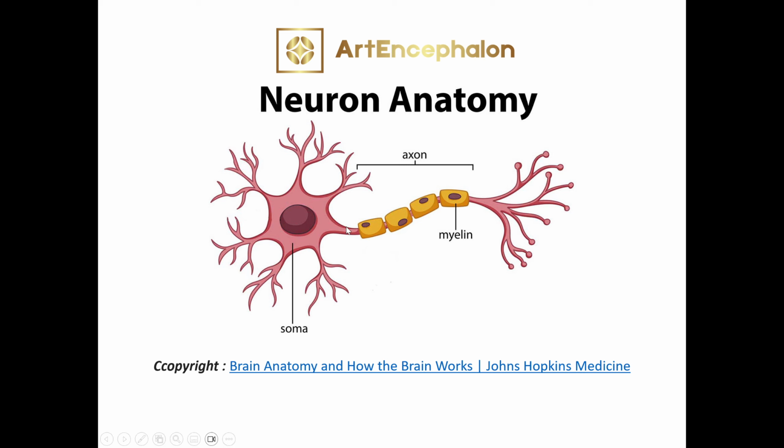At the end of the axon, we have what we call the axon terminals. These are axon terminals. So the signals that are sent from this axon are sent from this nerve are sent along the axon and they terminate at the axon terminal, from which they send impulses to other neurons. So this is an axon.